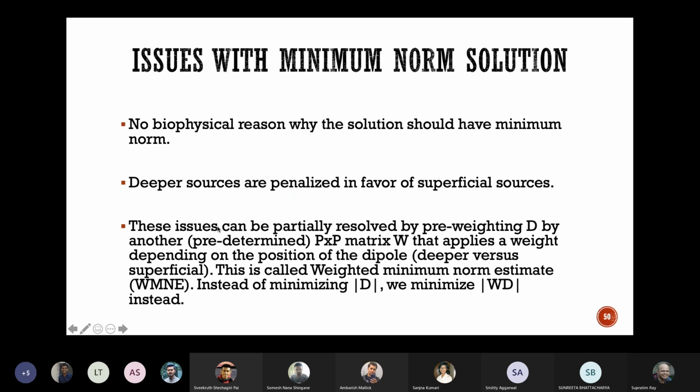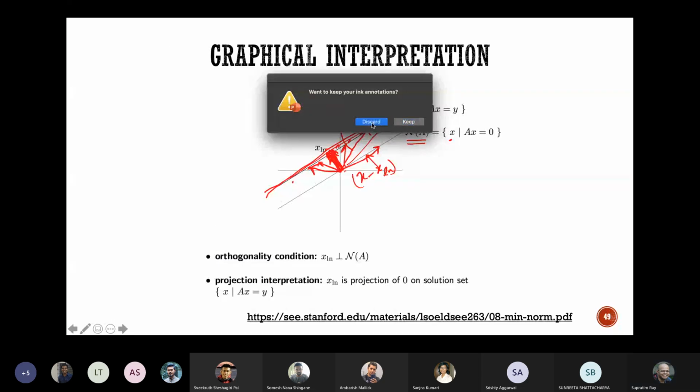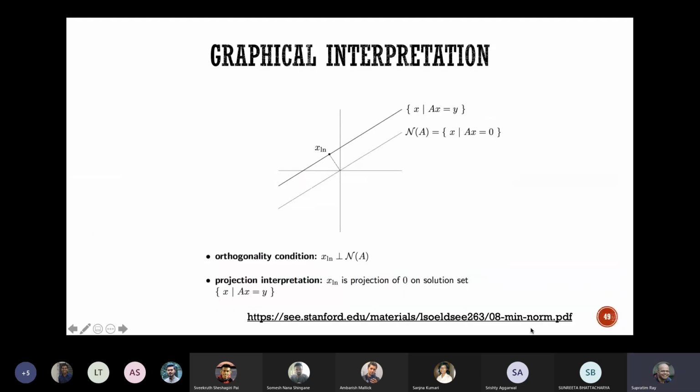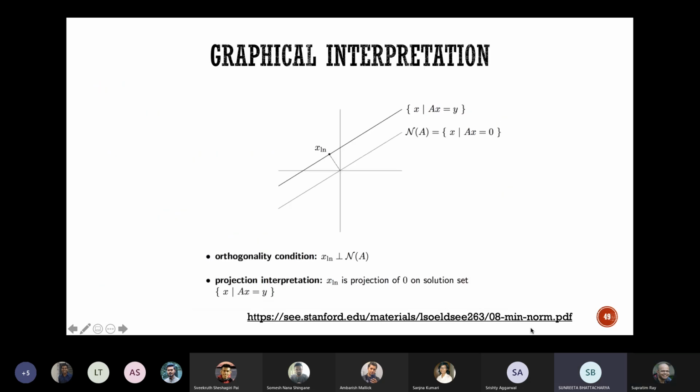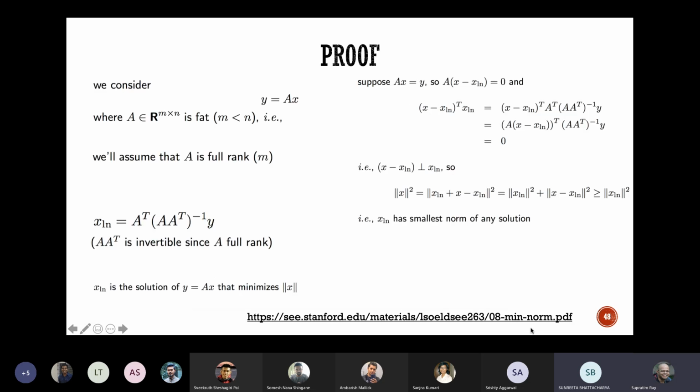Does that make sense? So I have shown you. Any questions on this? Yes, sir. How do we know that the least norm x is perpendicular to the null space? Yeah, that's done here. It's perpendicular to x_ln.